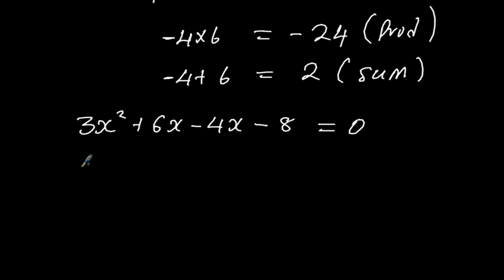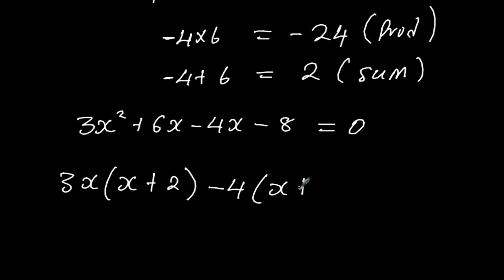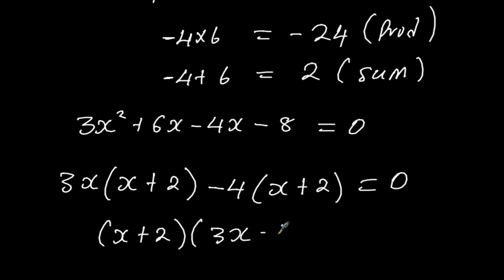So pairing these, the first 2 terms of the equation, what is common is 3x, and we are left with x plus 2. Then in this part, negative 4 is common. We are left with x plus 2 equaling 0. As I told you, this and that should always be the same. So that will be x plus 2 is the common term, and you are left with 3x minus 4 equaling 0.